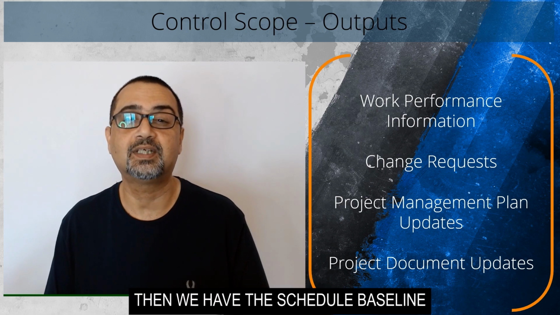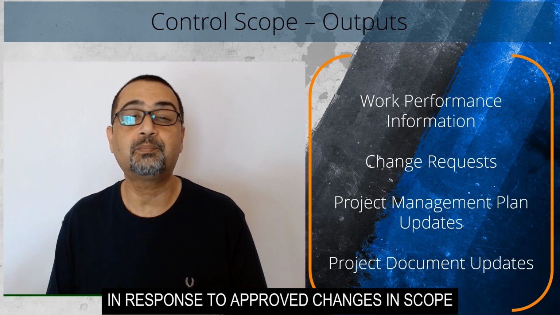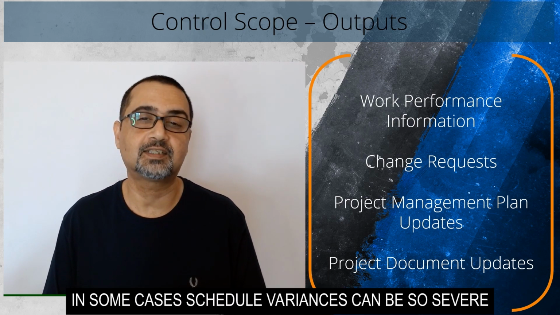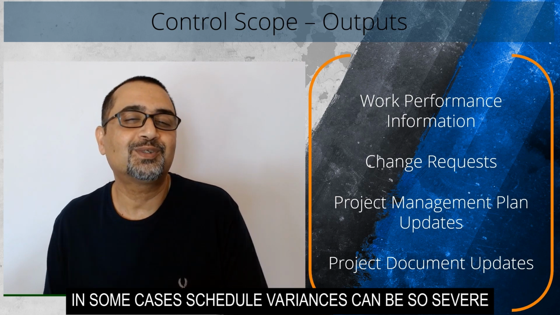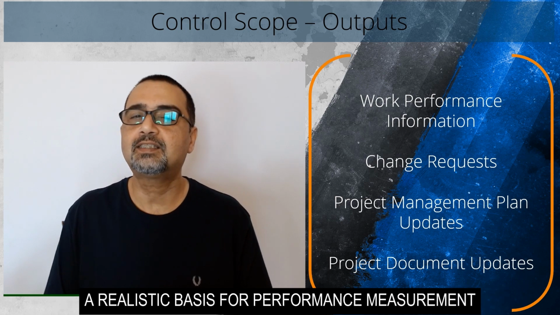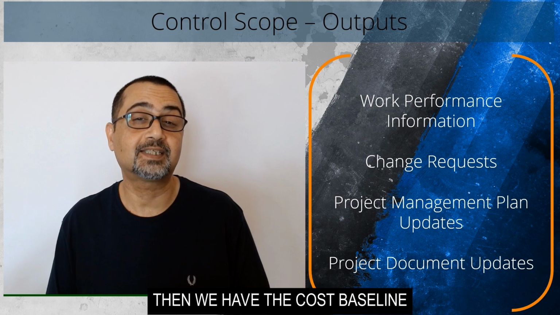Then we have the schedule baseline. Changes to the schedule baseline are incorporated in response to approved changes in scope, resources, or schedule estimates. In some cases, schedule variances can be so severe that a revised schedule baseline is needed to provide a realistic basis for performance measurement.